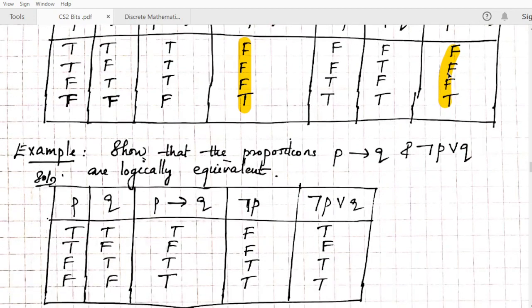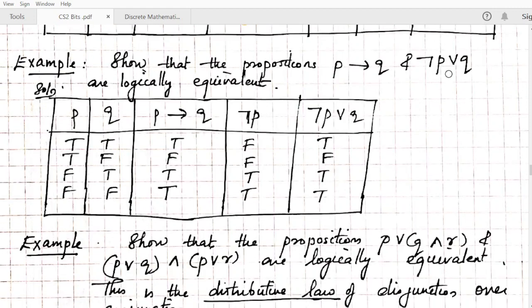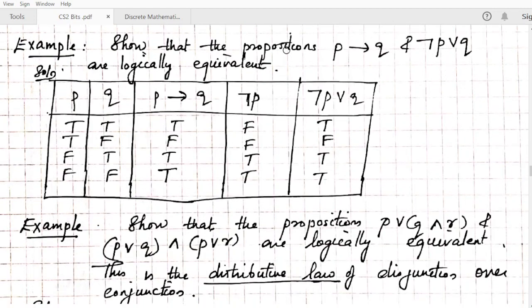So similarly, let us consider the next example. Show that the proposition P implies Q and negation P or Q are logically equivalent. So we are going to show that these two propositions are logically equivalent. To show that, we are going to find the truth values of these two propositions. So we have to find P implies Q and negation P or Q.